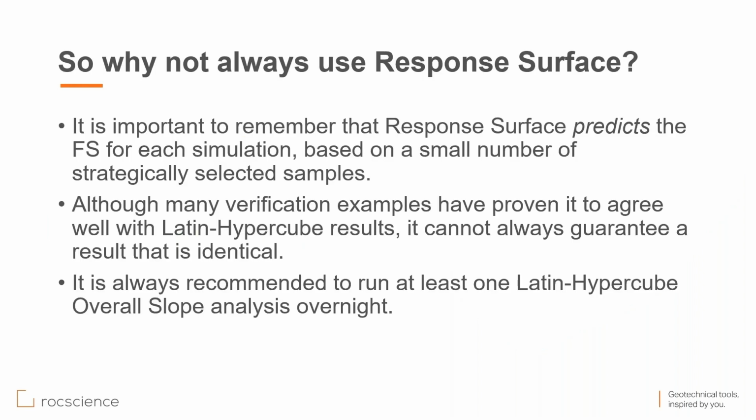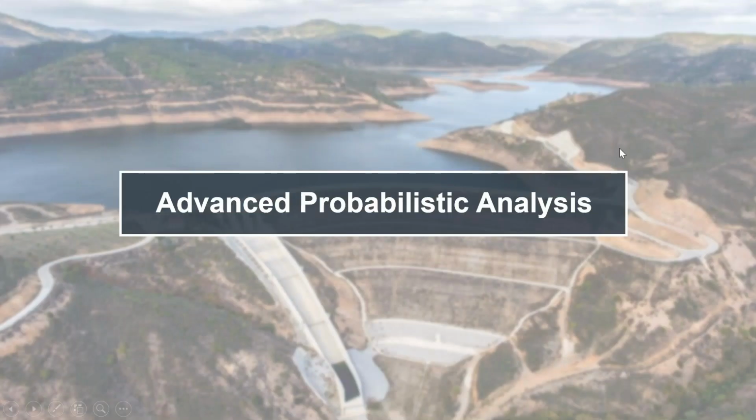So why not always use response surface? It's important to remember that response surface gives an approximate value of factor of safety. It's very accurate, but it's not for sure. So I would use response surface, for example, as I'm setting up my model, when I'm deciding if I add support, what's the probability of failure, and so on. And then I would always run one Latin Hypercube analysis overnight. And now I will pass it back to Sina for some advanced probabilistic analysis.